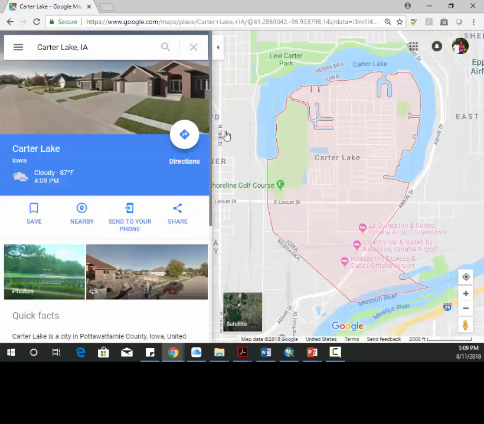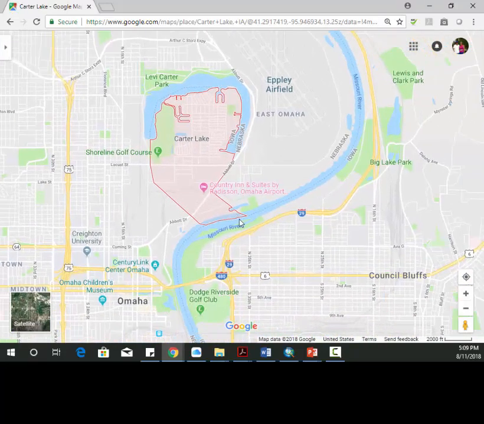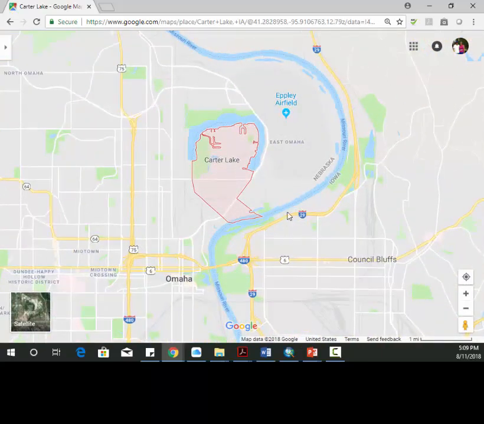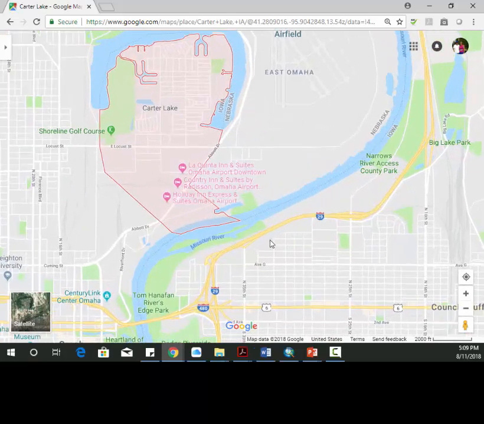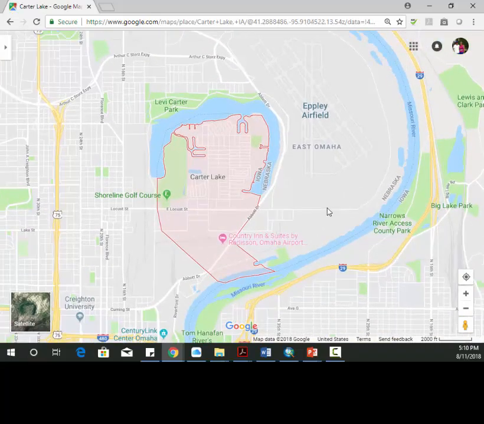Here's another interesting one. This is Carter Lake, Iowa. This is actually part of Iowa, but you can see that it is in the state of Nebraska. This was formed in the 1850s when there was a big flood. This is where the Missouri River used to go, and then there was a big flood and it cut off this oxbow, but Carter Lake was part of Iowa at the time. So you can see this interesting geographic anomaly formed as a result of these oxbows and some of these terms that we're talking about.